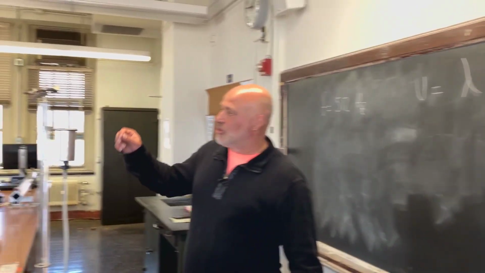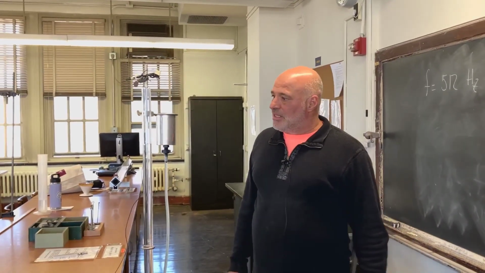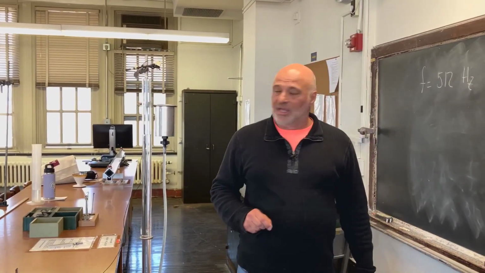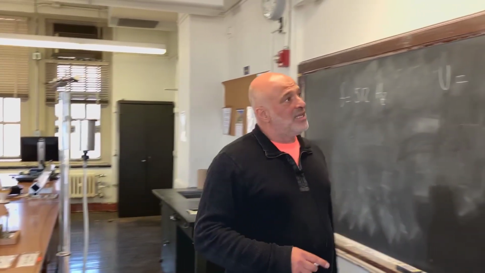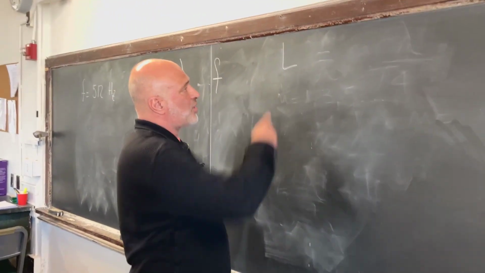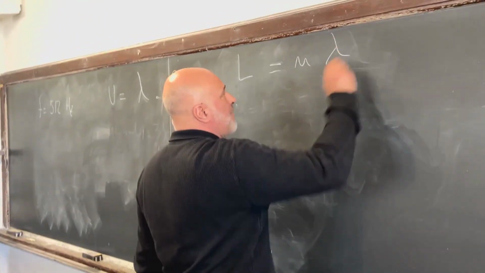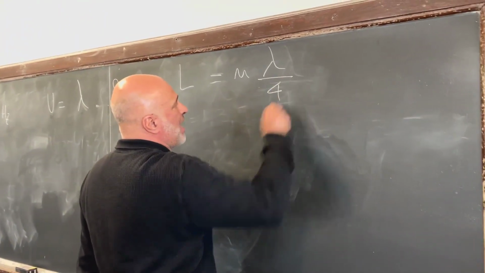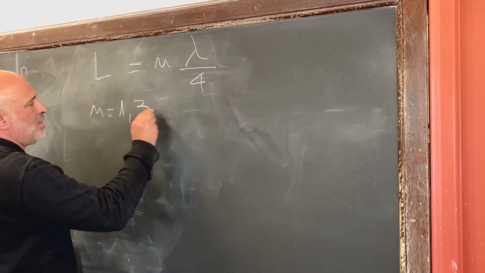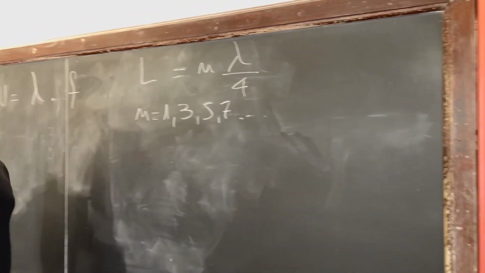Because the boundary conditions here have a closed and an open end, this means that we need a node and an antinode. This in turn means that the standing waves are going to form when the air column L is equal to n times the wavelength of sound divided by 4, with n equal to 1, 3, 5, 7, and all these odd numbers.